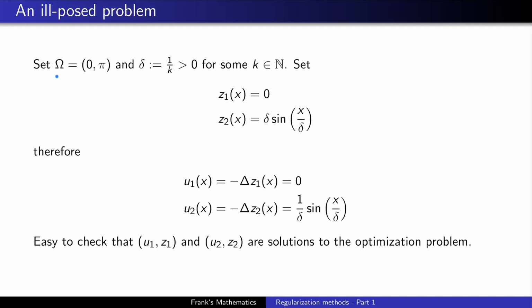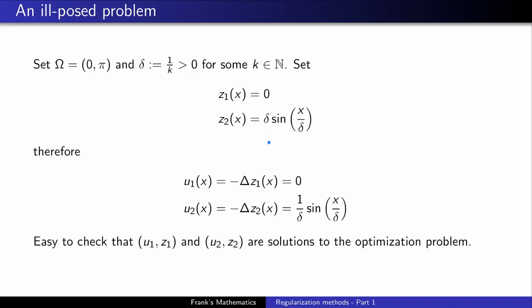Set omega to be the interval from 0 to pi and delta just 1 over k. So if k goes to infinity, delta goes to 0. Our initial data, z1 and z2, is set to be 0 and delta times sine of x over delta. So if delta goes to 0, the frequency goes to 0 and the amplitude goes to 0.